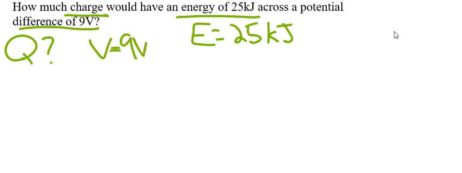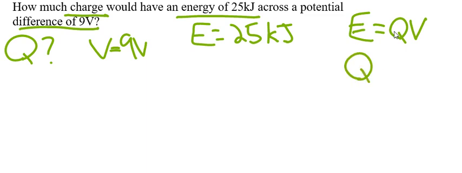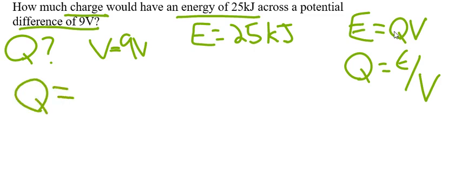Okay, so we're solving for Q. If we remember our formula triangle, or even just look at the form of the equation, E equals Q times V. So that's not in the format we want. We want it in terms of Q. Basically, the way we get that is divide both sides by V. And we get Q equals E over V. And that's the form of the equation we want to work with.